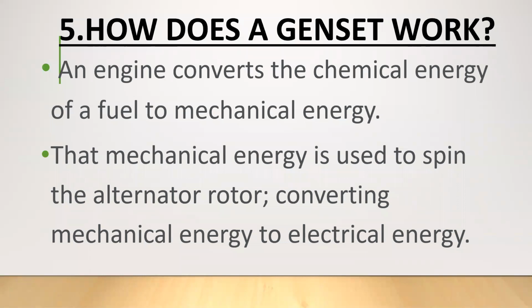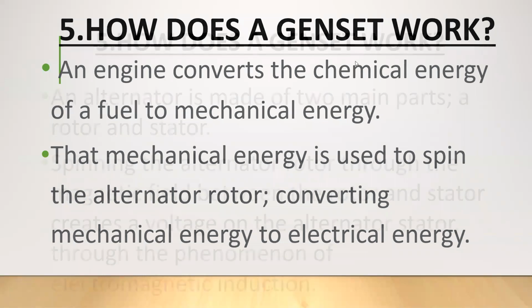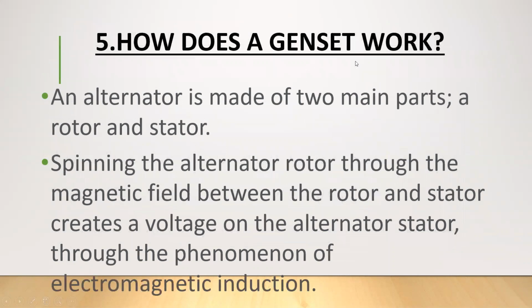Moving on to the next slide. So continuing the fifth subtopic, how does a genset work? An alternator is made up of two main parts, a rotor and a stator. Spinning the alternator rotor through the magnetic field between the rotor and stator creates a voltage on the alternator stator through the phenomenon of electromagnetic induction.